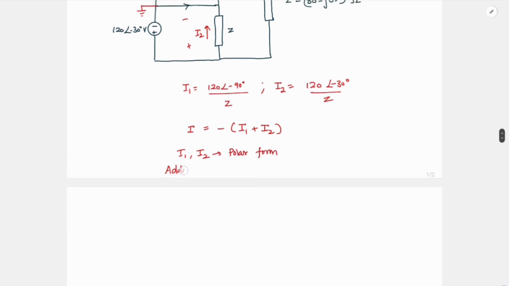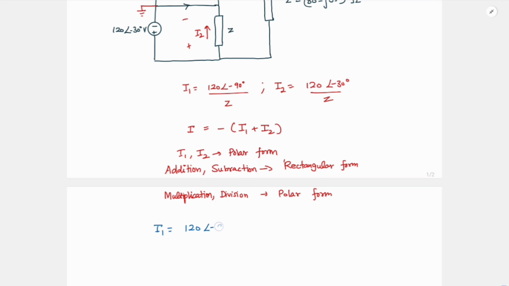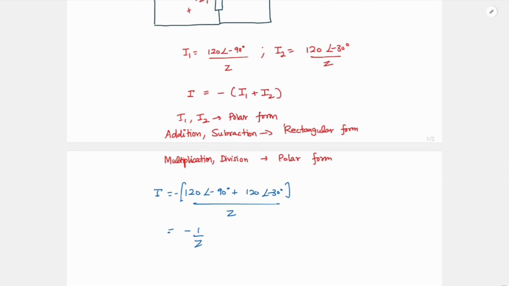For addition and subtraction, it is good to perform it in rectangular coordinates or rectangular form. Similarly, for multiplication and division, it is easier to do it in polar coordinates or the polar form. So now since it is addition we are doing first, let us first convert them into rectangular form. Okay. So my I1 is nothing but 120 angle minus 90, or let me directly write I only. I is this plus 120 angle minus 30 degree, divided by Z. So my Z is common. I will substitute at last.